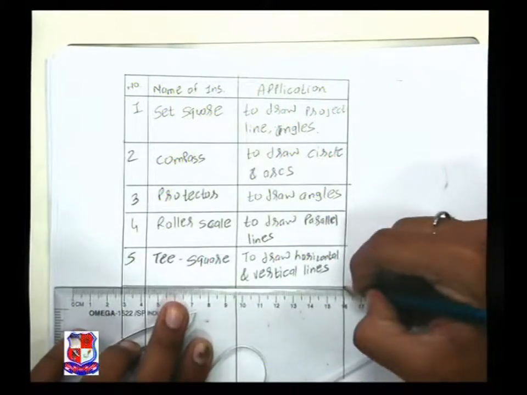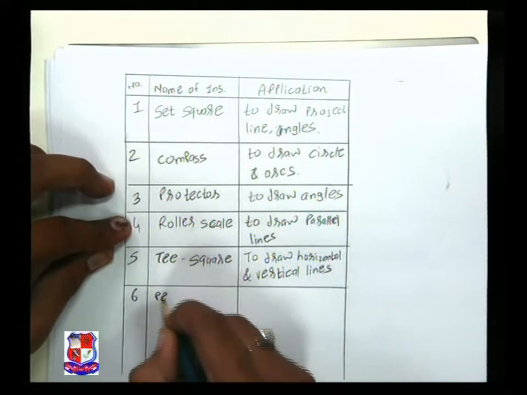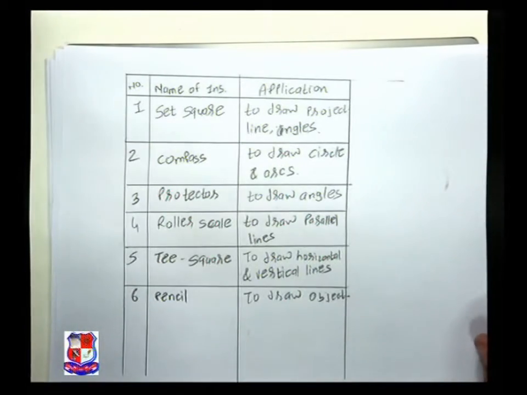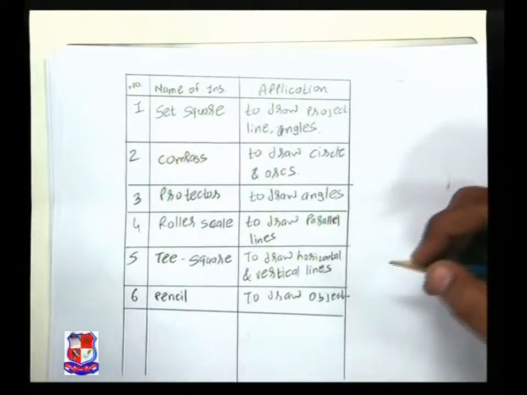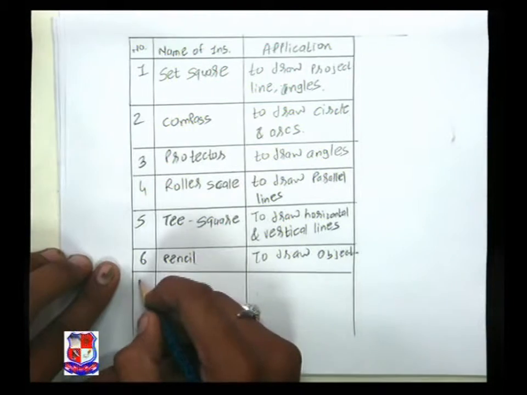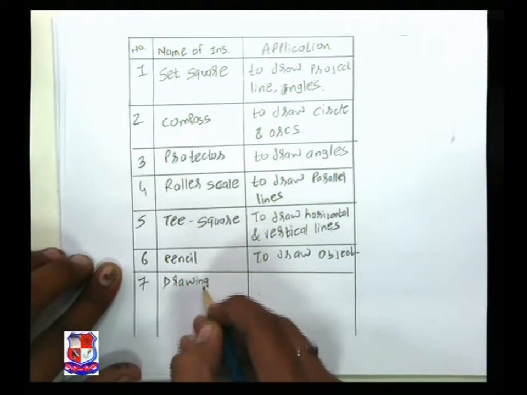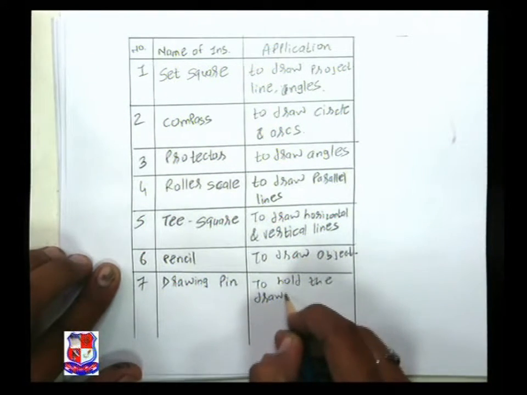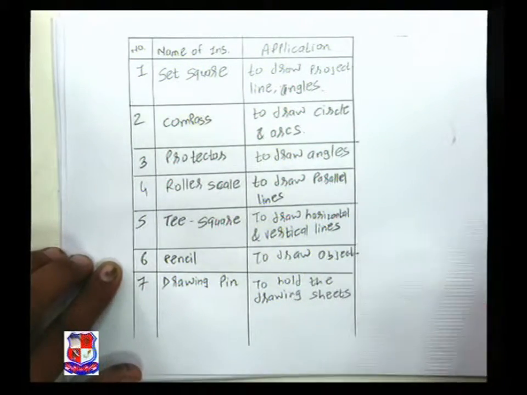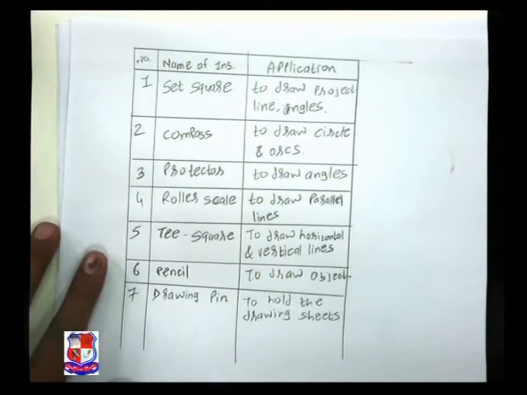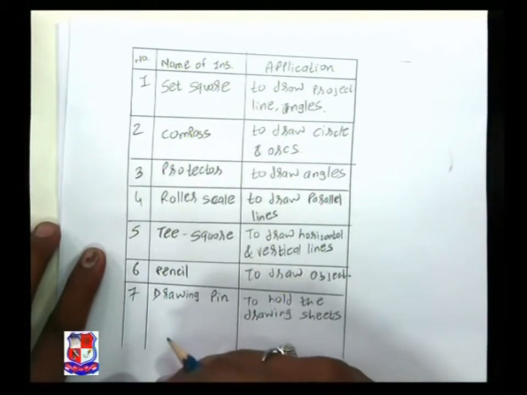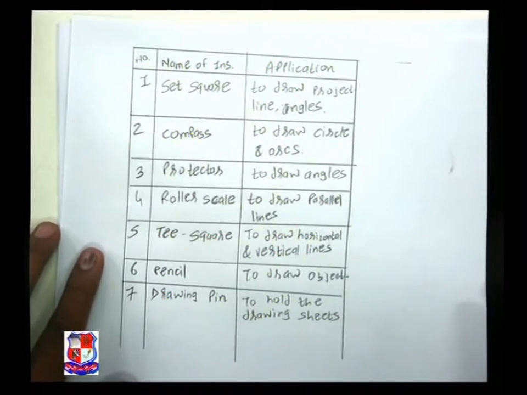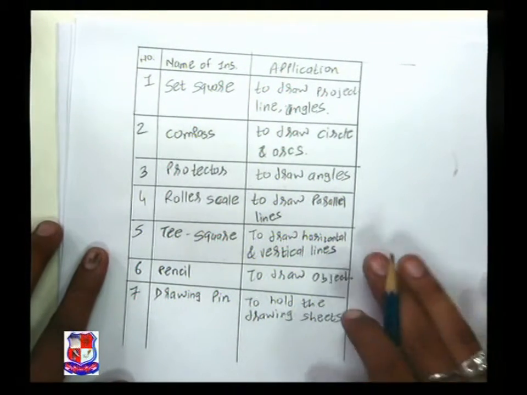Next one would be pencil, to draw the object. Next important would be drawing clips. Drawing clip or drawing pin, to hold the drawing sheets. So these may be the various instruments. The list can be extended. Furthermore, you can add some more if you remember. Eraser, sharpener, those are basic things, we should not add them in that. So these are the names of the instruments with the use of their application.